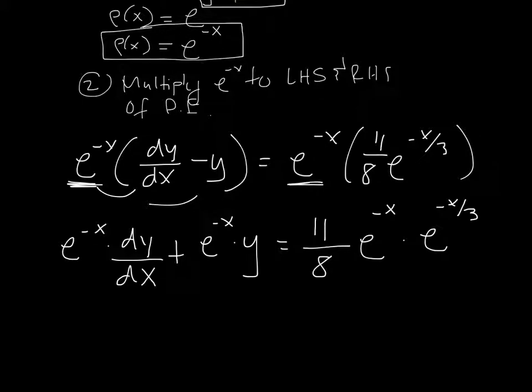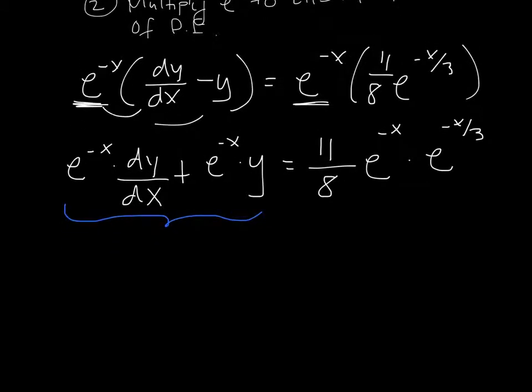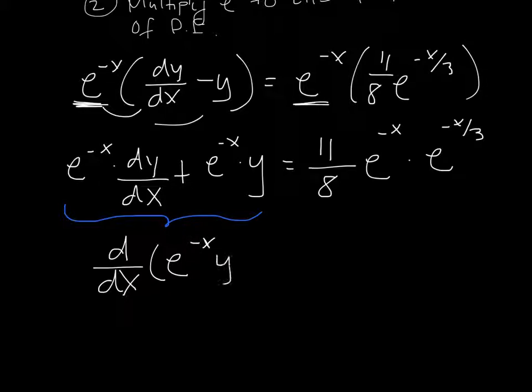Okay, so what do we notice about this left-hand side of the equation? This should remind you of something. This is actually the derivative of e to the negative x times y. If we use the product rule, since this is a product of functions, we're actually going to get this. So we want to rewrite it like this for now. You'll see why in just a bit, or maybe you already recognize it, which is fine.